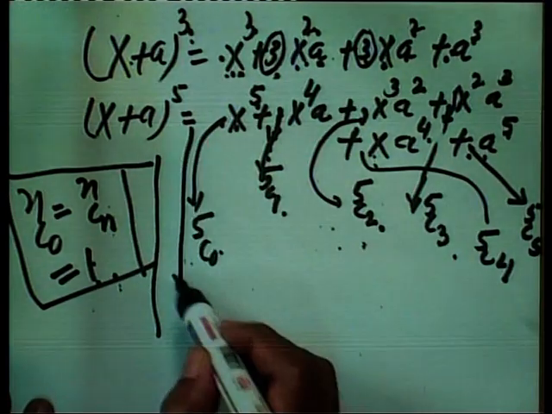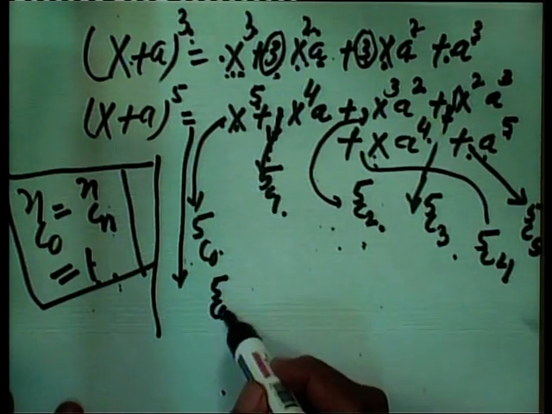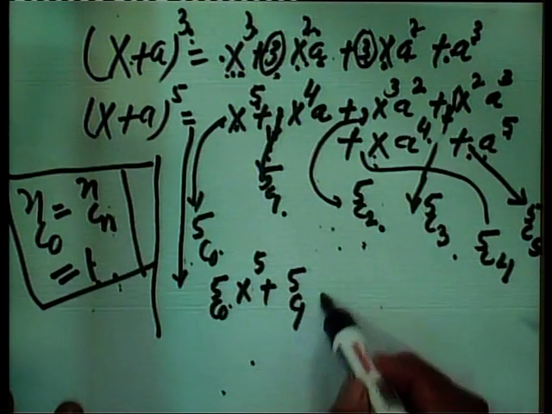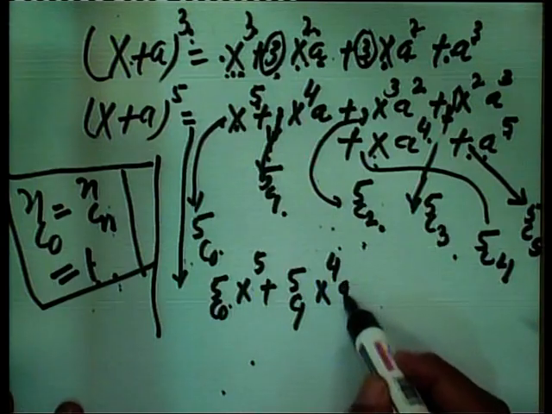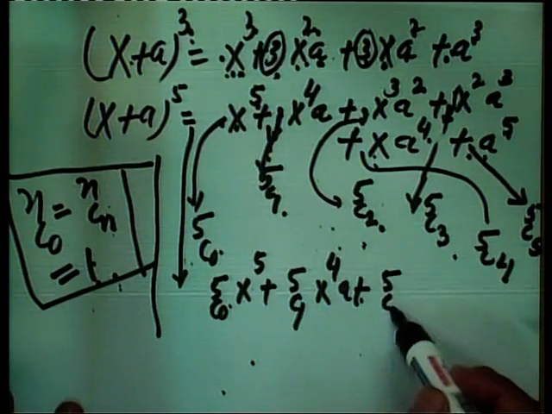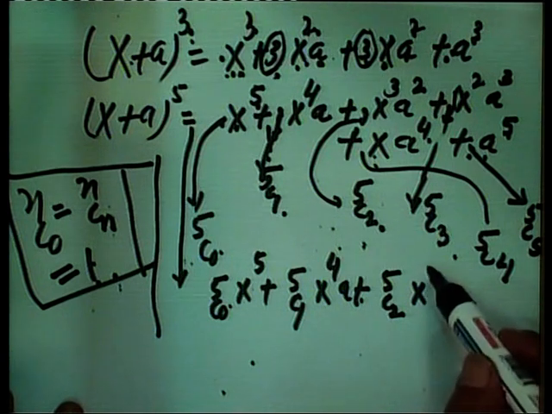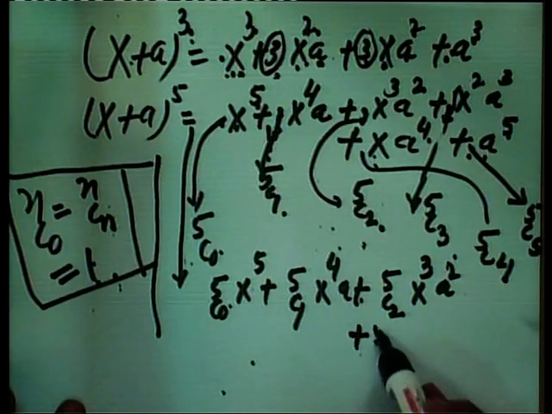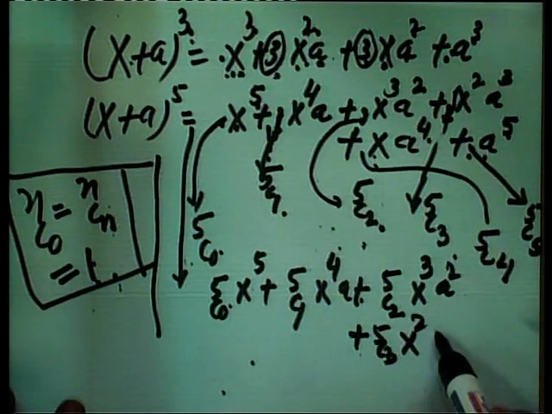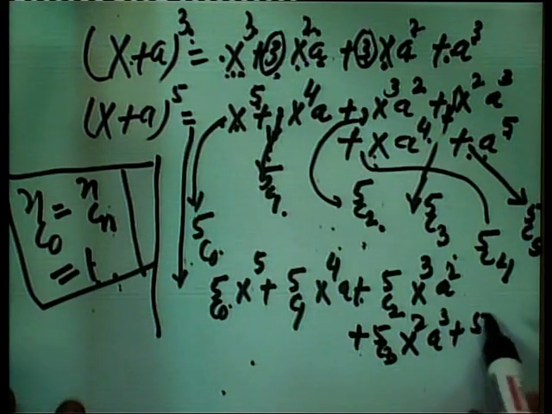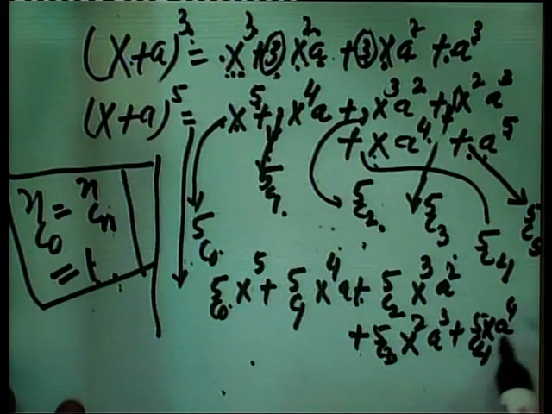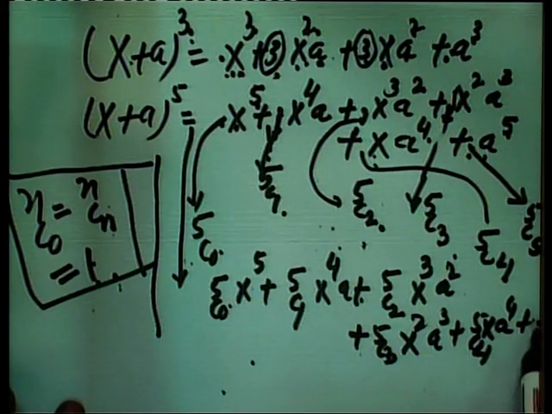So, if you write it completely, that is 5C0 x raised to power 5 plus 5C1 x^4 a plus 5C2 x cube a square plus 5C3 x square a cube plus 5C4 x into a^4 plus 5C5 a raised to power 5.